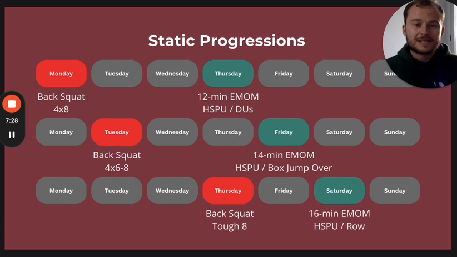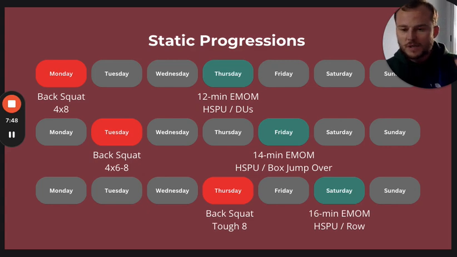First one is going to be static progressions. So this is generally how people view the progressions that you'll go through for affiliate programming, for CrossFit programming. So it could be that you are following a back squat cycle, and then in that back squat cycle, you have 3 sessions which are building up to a tough 8. Okay, so that's what we have here.